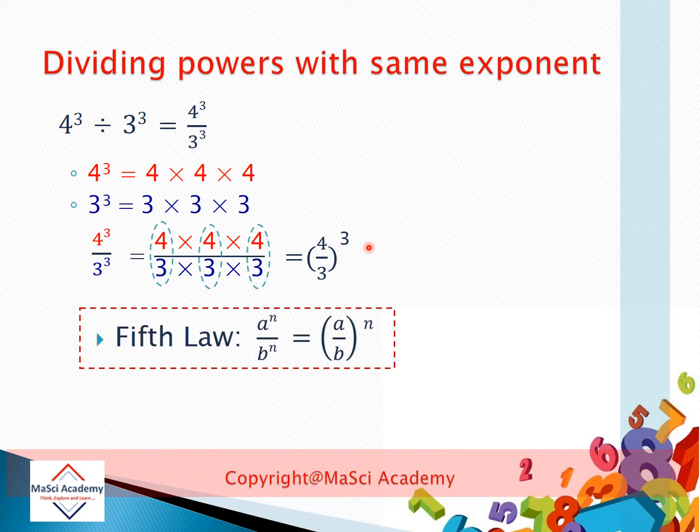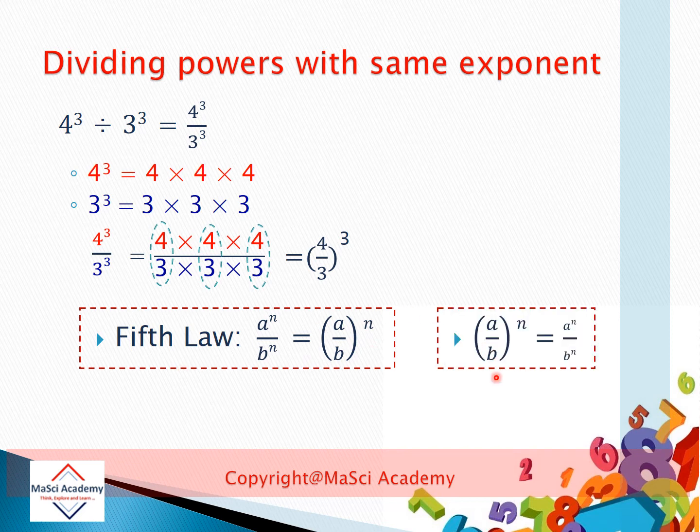So in this case, if we observe, we are just dividing the numerator by the denominator and the exponent again remains the same. Any number a to the power n divided by b to the power n gives a upon b whole to the power n. This is called the fifth law of exponents.